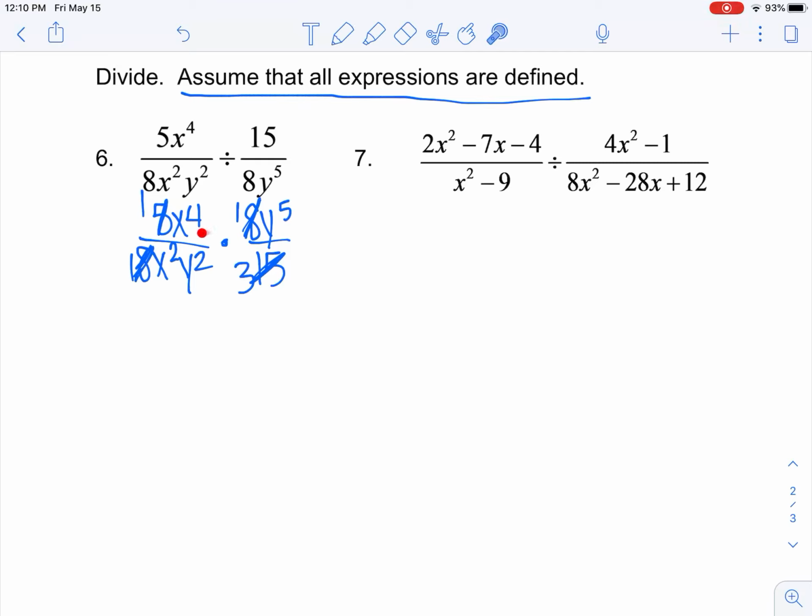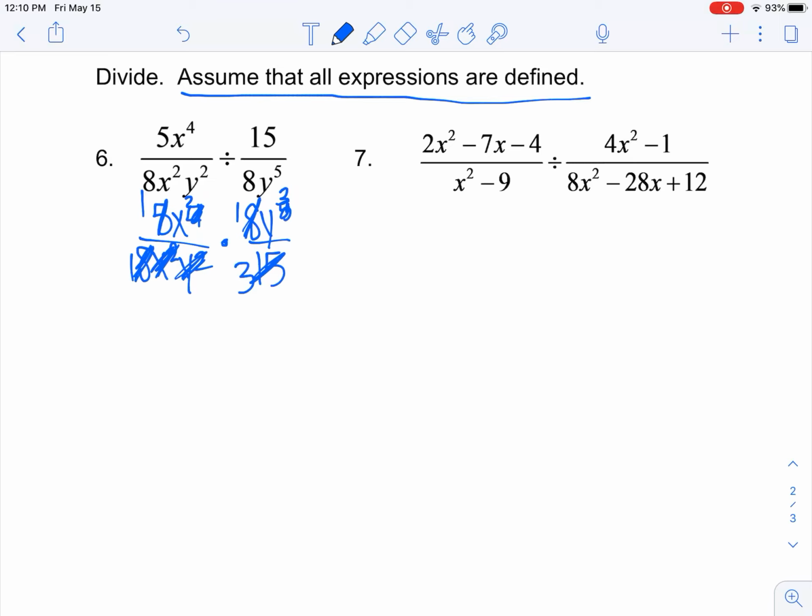Then we've got x to the 4th in the numerator and x to the 2nd in the denominator. So we can subtract our exponents, 4 minus 2, and that leaves us with x to the 2nd in the numerator. And then lastly, we have y to the 5th in the numerator and y to the 2nd in the denominator. So we can subtract those as well. 5 minus 2 leaves us with y to the 3rd in the numerator.